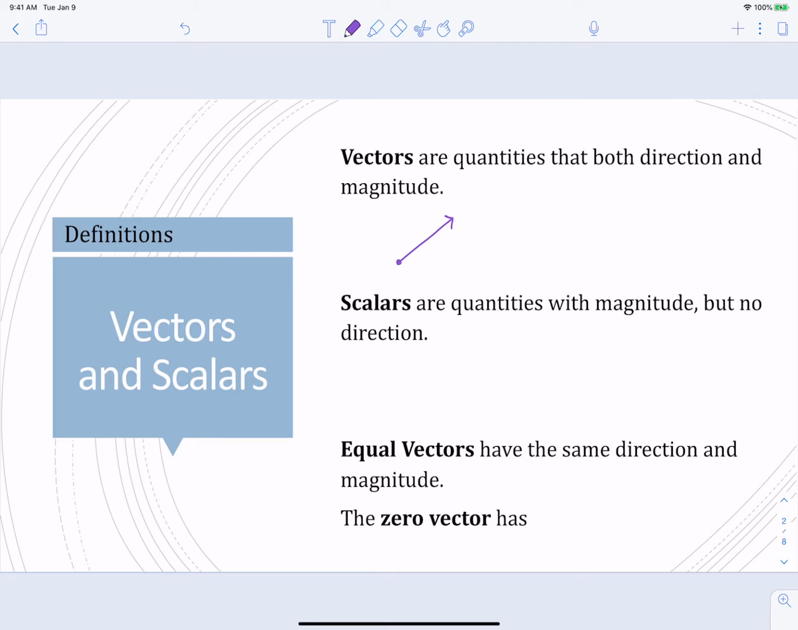Scalars are quantities with magnitude but no direction. So sort of the biggest example of the difference between scalars and vectors is that velocity is a vector. Because when you're talking about velocity, you're talking about, yes, I'm going 10 feet per second, however long, and I'm traveling east. I've got a direction that I'm moving in.